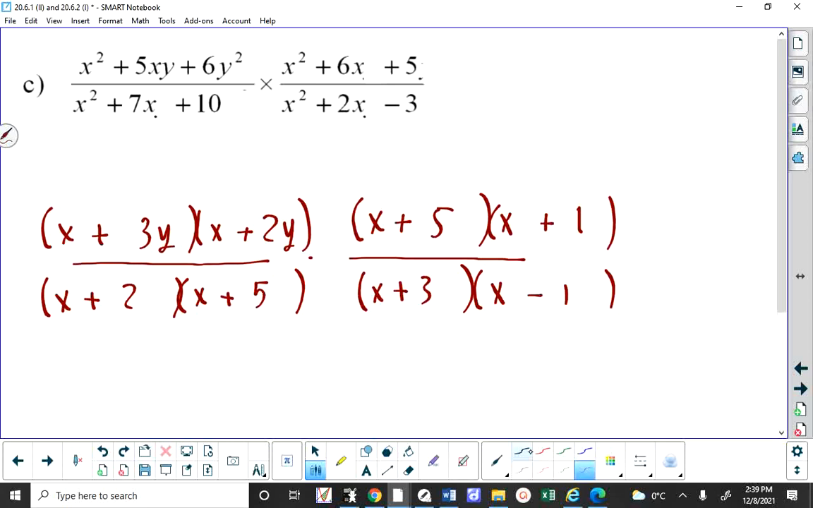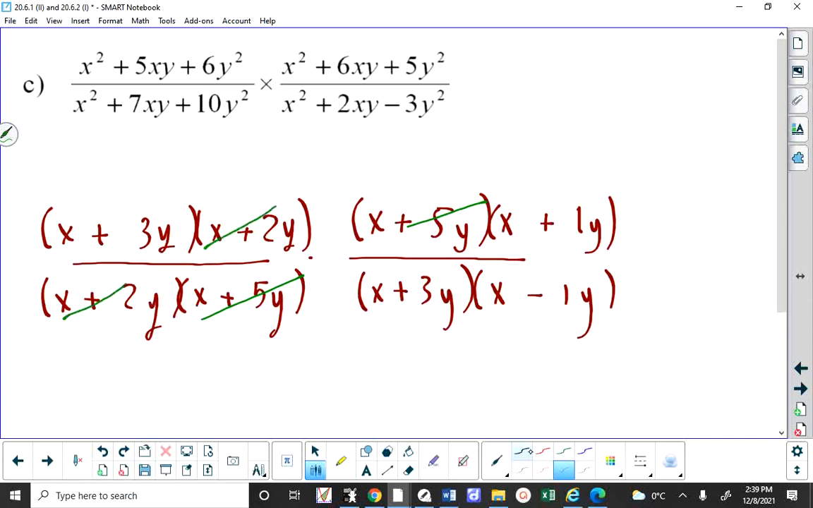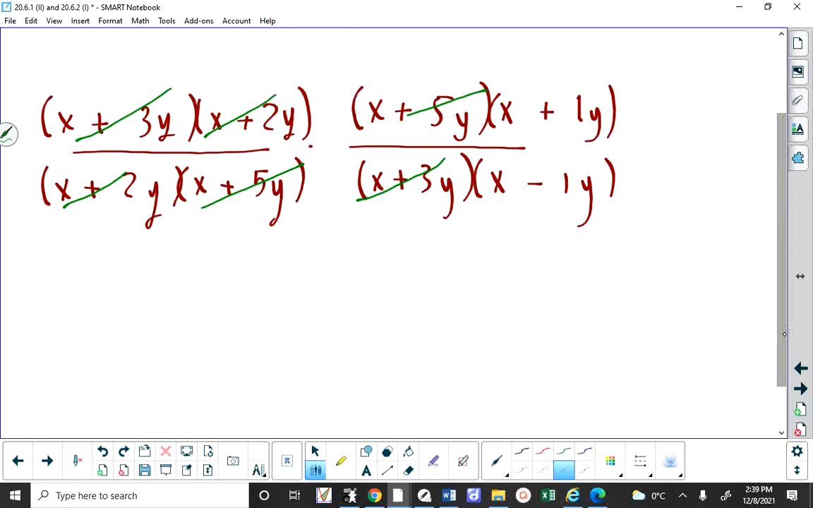So the difference here, let me get rid of all this stuff now. The difference here is that you're going to have y's in everything. That's all. And we're going to cancel common factors. I see an x plus 5y on the top and the bottom. I see an x plus 2y on the top and the bottom. I see an x plus 3y on the top and the bottom. And all we're left with is x plus y over x minus y.